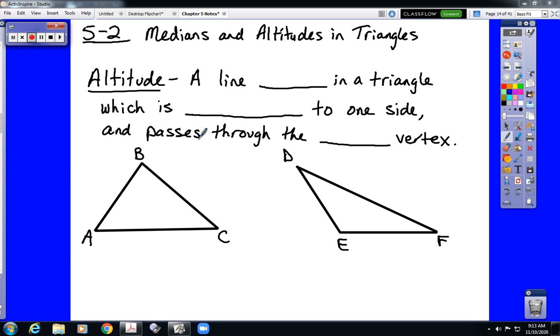Alrighty, ladies and gentlemen, welcome to the Chapter 5, Section 2 notes for your McGraw-Hill Geometry textbook. This section deals with medians and altitudes in triangles.